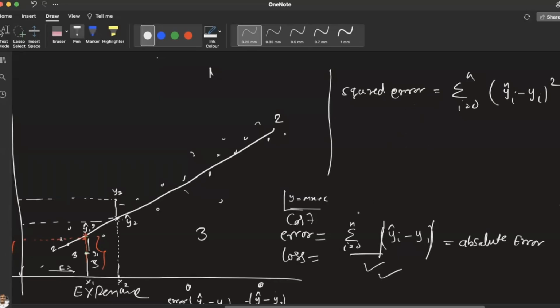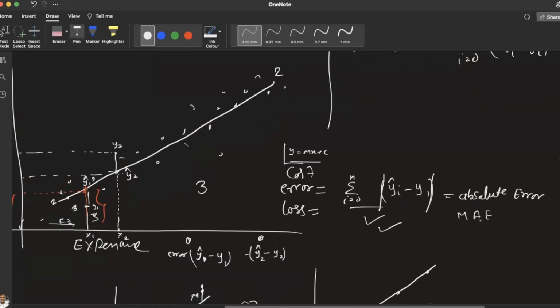Similarly, here we can also have mean absolute error as well, MAE, right? What we will do is take the absolute error and we'll take the mean. Let's say if we have n points, we will divide it by n. So it's just multiplied by 1 by n. It will become mean absolute error. That's the formula for it.